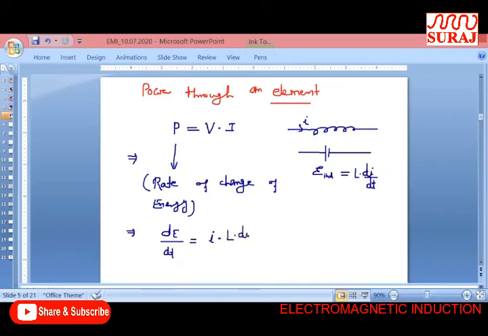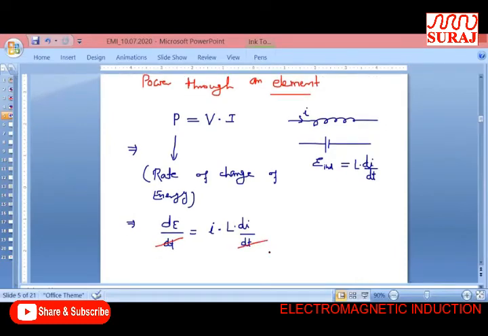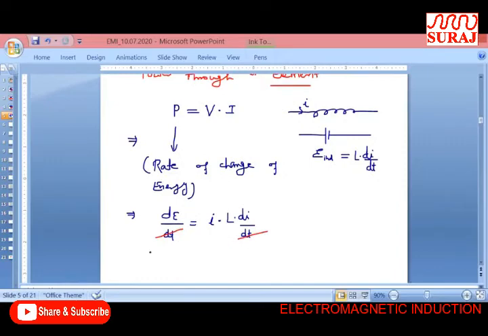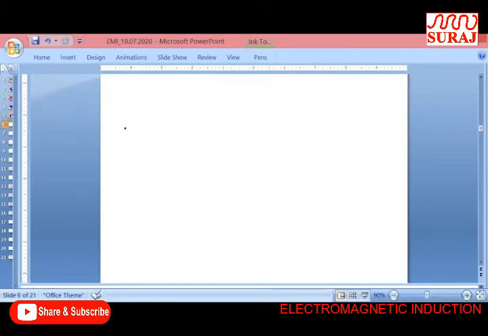dE by dt will be, current is I and EMF is L di by dt. Now you can cancel this dt on both sides. The equation we will be having is dE equals L I di.